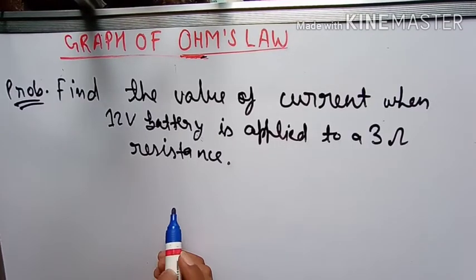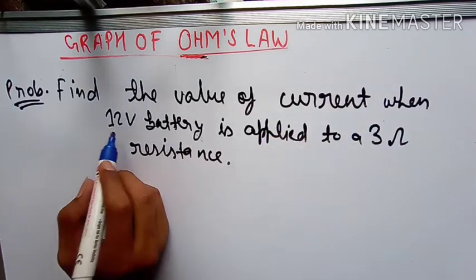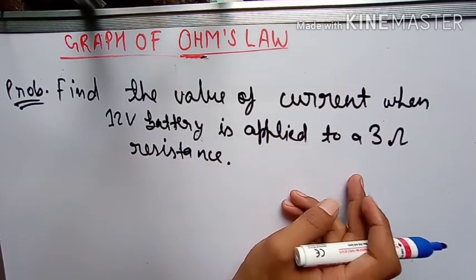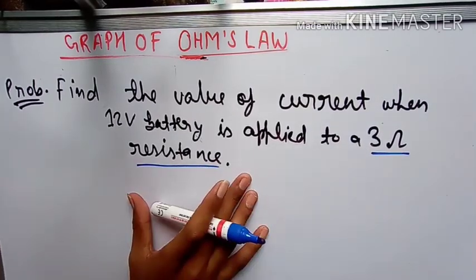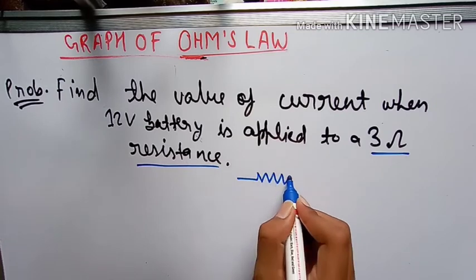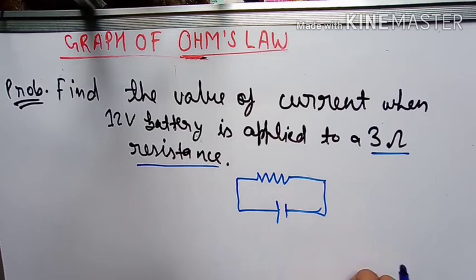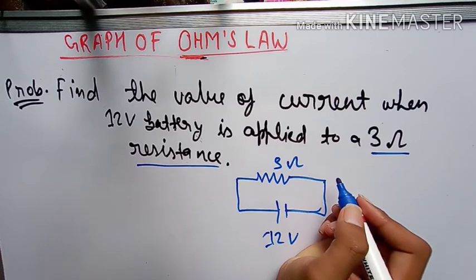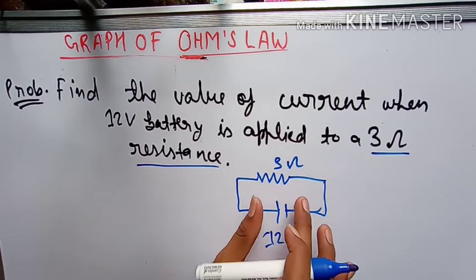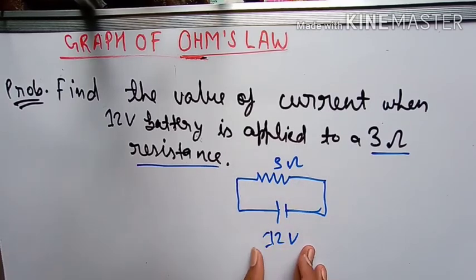Right now I have taken a problem. The problem is: find the value of current when a 12 volt battery is applied to a 3 ohm resistance. So for this, you know the symbol of resistance. This goes like that, and the battery looks like this. So the battery is 12 volt and the resistance is 3 ohm. Understand? If you don't know the symbol of resistance, now I am telling you resistance looks like this. So 12 volt battery and 3 ohm resistance.